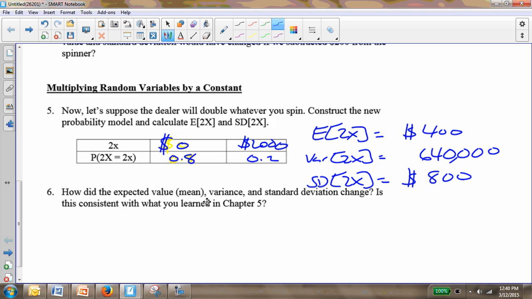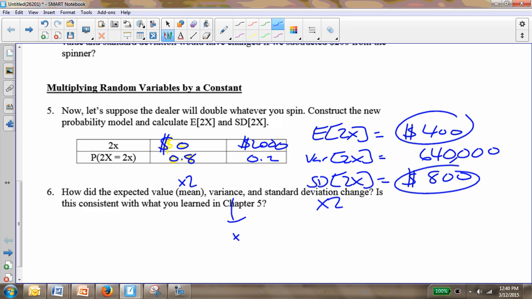So what happened to the mean? Well, and remember, this is the same rules as Chapter 5. If we double everything, the mean should double. So it did double. So it multiplied by 2. It doubled from 200 to 400. What did the standard deviation do? It doubled from 400 to 800.